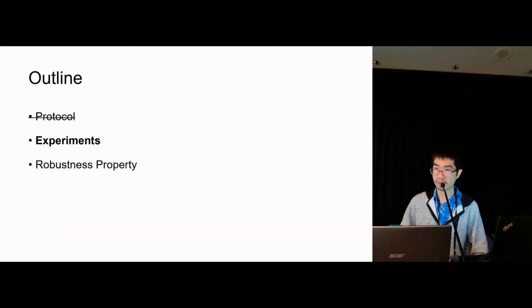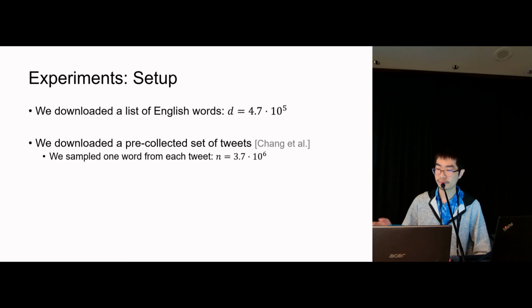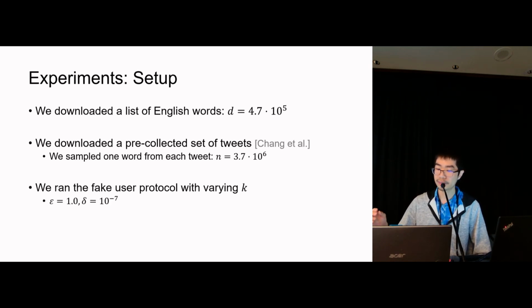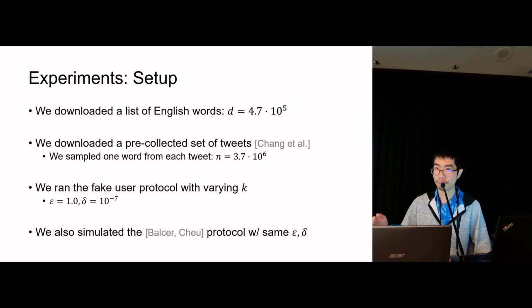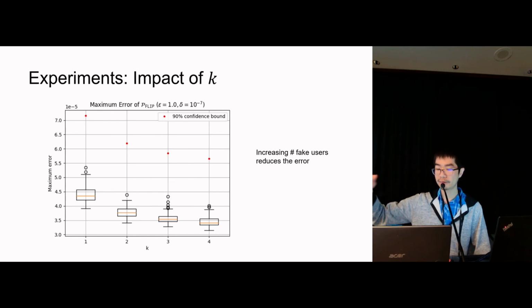So what exactly are the experiments? Well, to start off, we downloaded a list of English words, and then a set of tweets from prior work, sampling 1 word per tweet. And then we ran this fake user protocol with varying choices of k, and for this fixed set of privacy parameters. And then we also simulated an earlier protocol with the same epsilon and delta. And as we expected, increasing the count of fake users reduces the error up to a point because it starts to approach 1 from above.